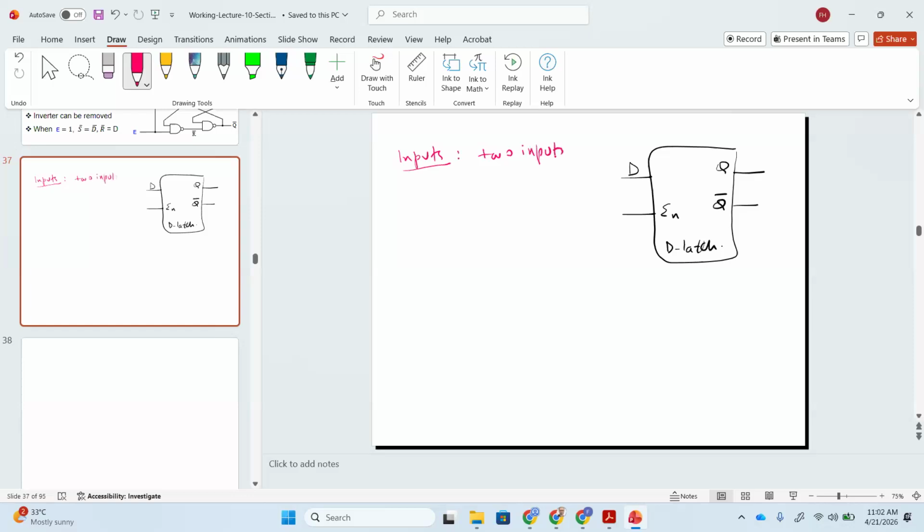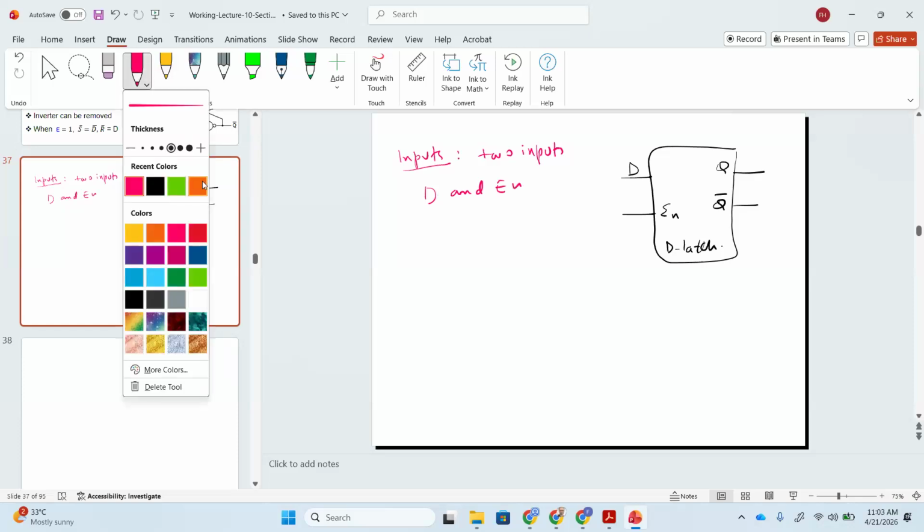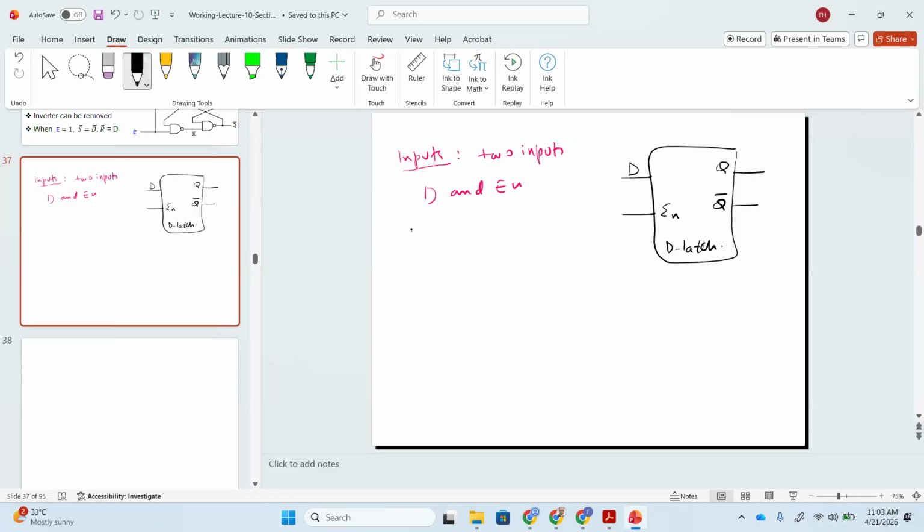What are the names of these inputs? D and enable. Yeah, D and enable. And then we have 2 outputs. And the outputs are Q and Q bar.